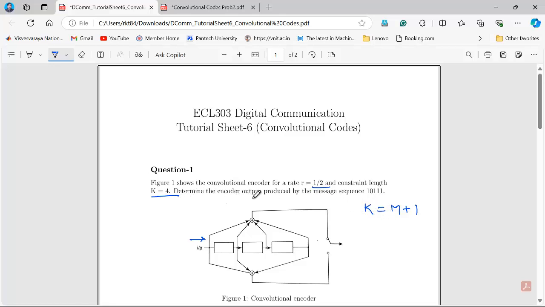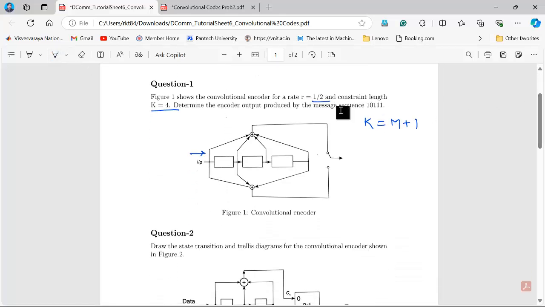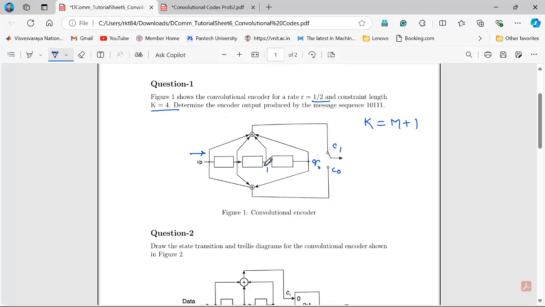Now you have to determine the encoder output produced by the message sequence. Here you have to find the encoder output, right? Suppose this is C1, this is C0. You can put here Q0, Q1, Q2, and here you can write D again. So you can write C1 is D modulo 2 Q2, right? Four lines are coming here. Modulo 2 Q1, modulo 2 Q0, right? And C0 again you can write, whatever value you are getting. In the same way you can represent it and find these values.